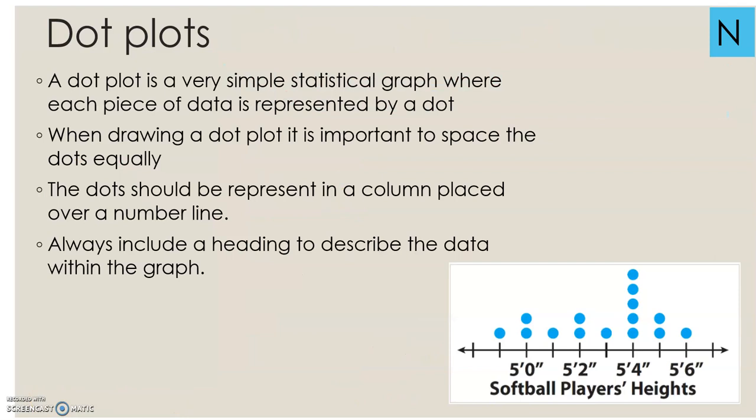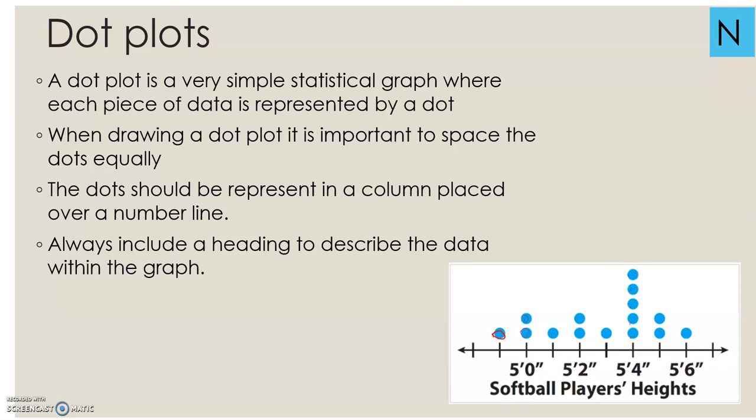Okay, dot plots. So a dot plot is a very simple statistical graph where each piece of data is represented by a dot. So that's one piece of data on the dot plot. That's another one. That's another one. When drawing a dot plot, it is important to space the dots equally. So just making sure it's nice and neat. So here, if I've got all of these circles or dots, they need to be sort of evenly spaced.